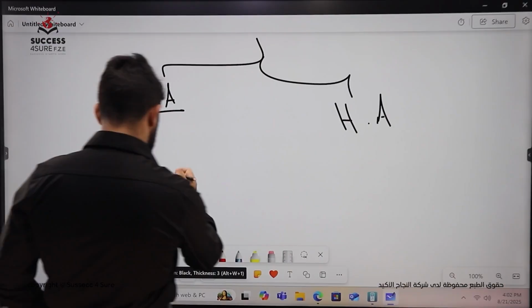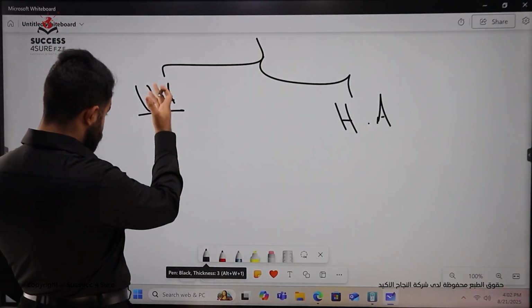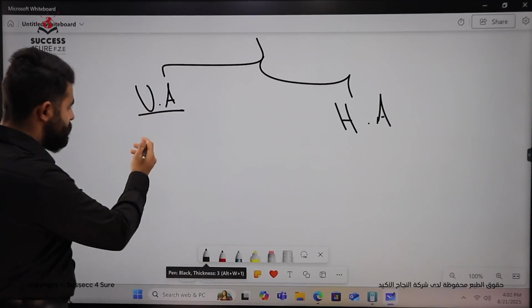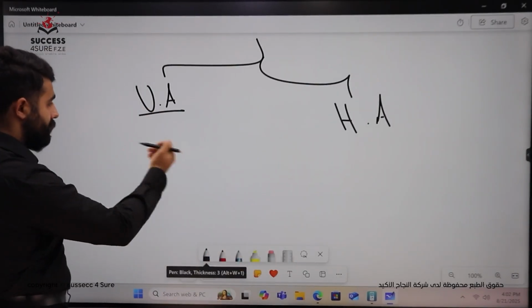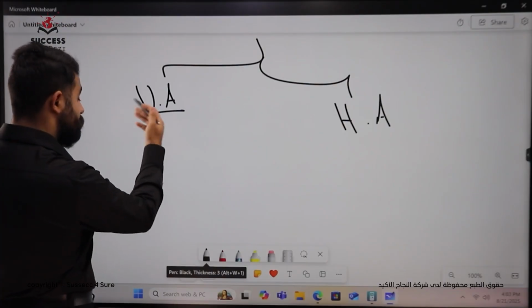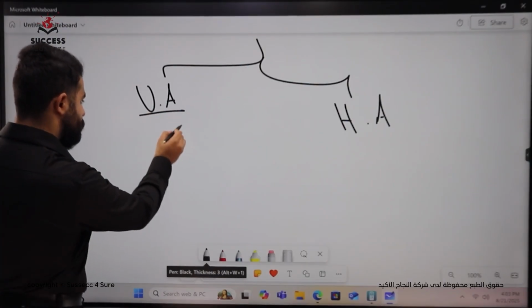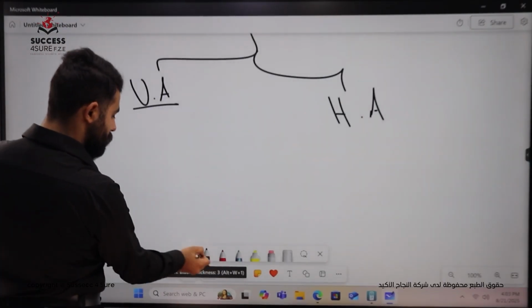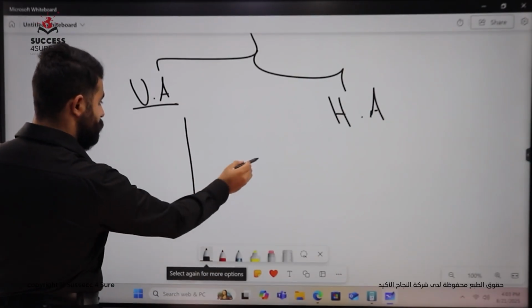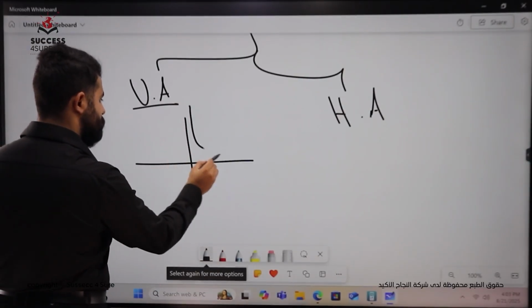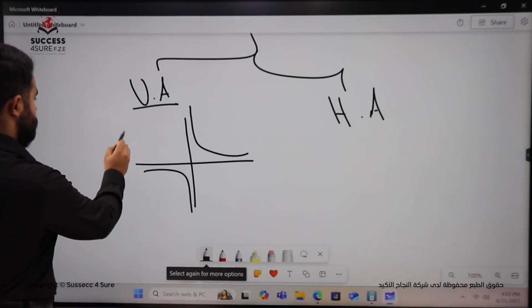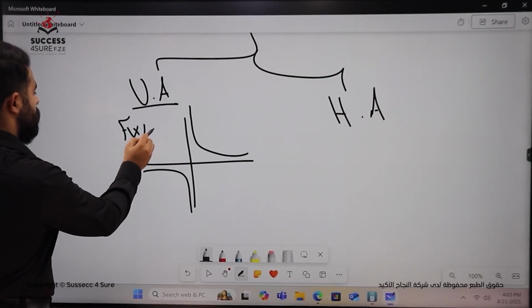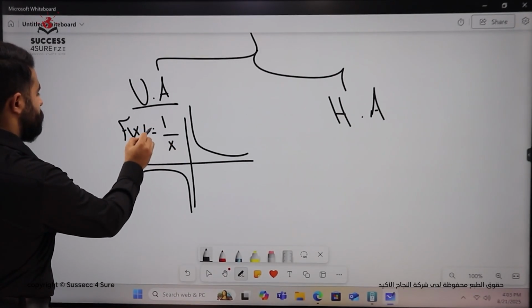All right. Now, if you want to understand exactly what the word vertical asymptote means, as we drew it on the graphing calculator, let's draw it again on this board, which is like this. Here's the y-axis, x-axis. Here's the graph of 1 over x. I mean the function f of x equals 1 over x.